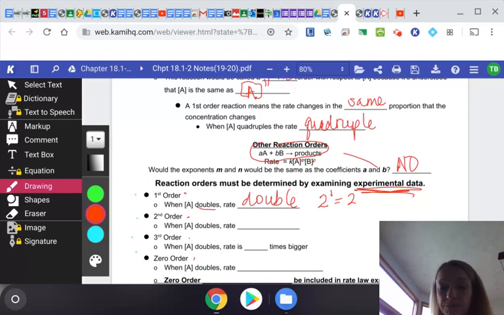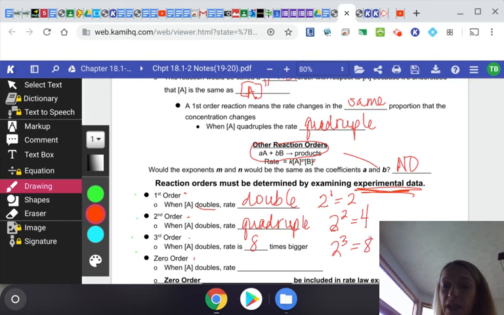For a second order reaction, when A doubles, your rate is going to quadruple. It'd be like saying 2 to the second power is 4. We doubled A, and that doubling to the second power is equal to 4. So that's why it's quadruple. If we have a third order reaction, when A doubles, the rate is going to be 8 times bigger. 2 to the third power is equal to 8. So that's why it is 8 times bigger.